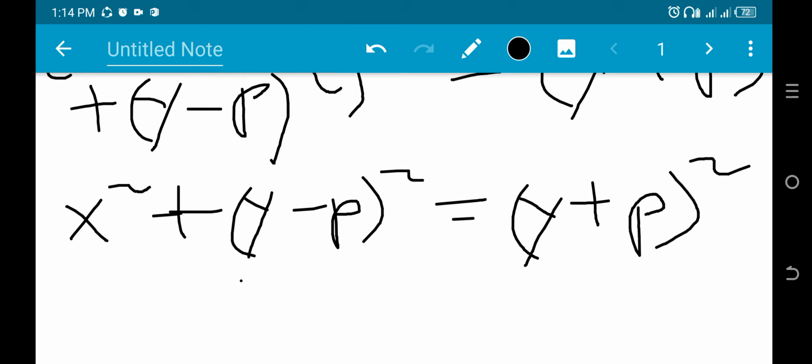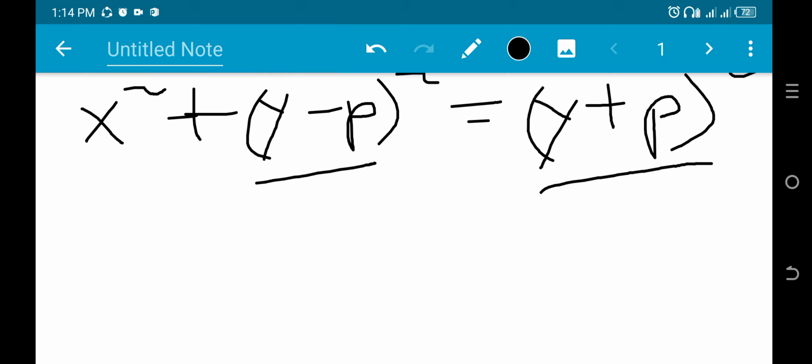So now you can even collect the like terms after expanding. We expand this side, and in the end we collect the like terms to see if we obtain our formula for the parabola. So let's go on and expand the left hand side. So we're having x squared.